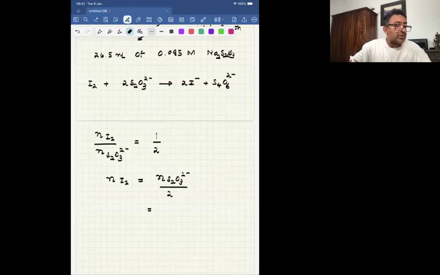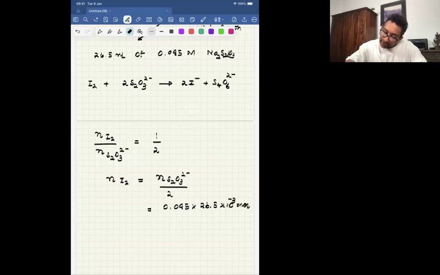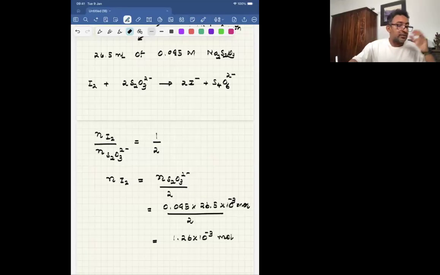What is the number of moles of thiosulfate? Concentration is 0.095, volume is 26.5 times 10 to the power minus 3. Moles divided by 2. That's your answer: 0.095 times 26.5 times 10 to the power minus 3, and the entire thing divided by 2. So you get 1.258, I will take it as 1.26 times 10 to the power minus 3. So this is the number of moles.